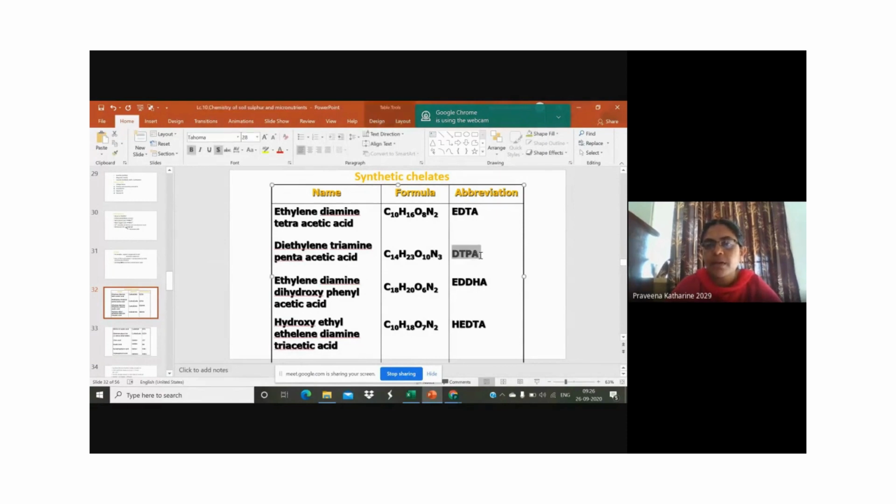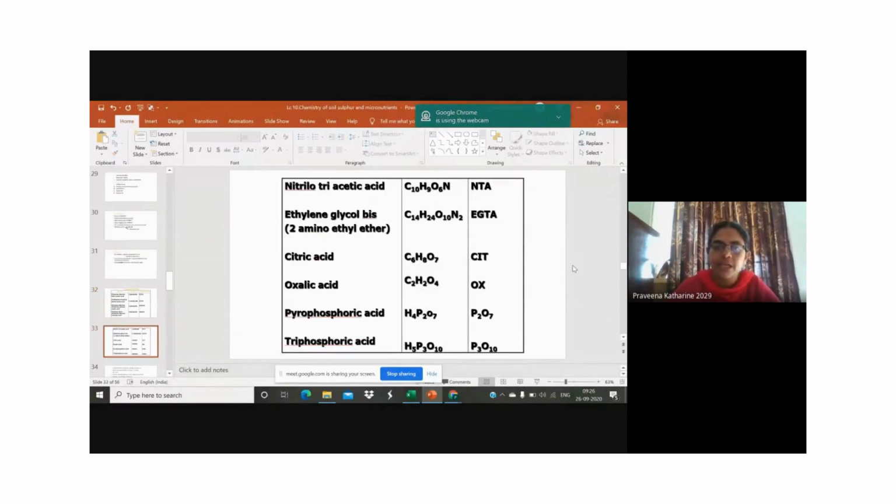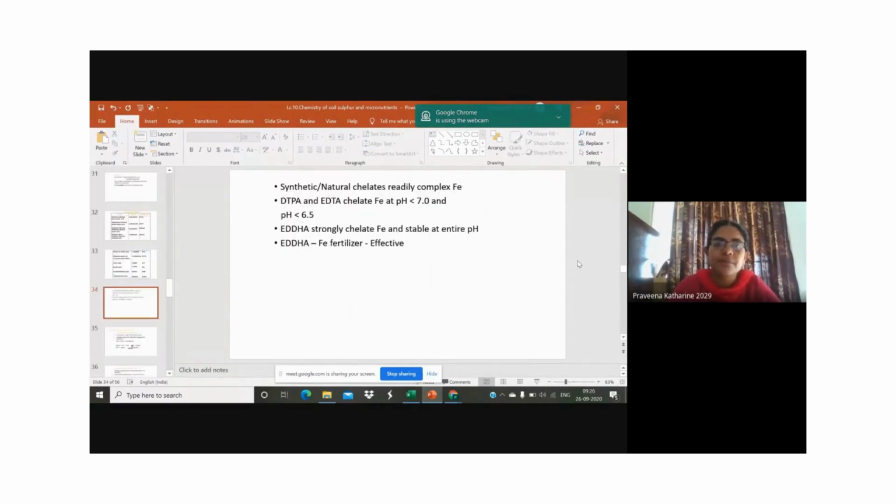And DTPA you use for estimation of micronutrients: diethylene triamine pentaacetic acid, and EDTA is ethylene diamine tetraacetic acid. Keep in mind triphosphoric acid, pyrophosphoric acid. These are examples of synthetic chelates. And this is a description of the chelates. Synthetic or natural chelates form complexes with iron, and they chelate. DTPA would chelate when the pH is less than 7, and EDTA when the pH is less than 6.5.